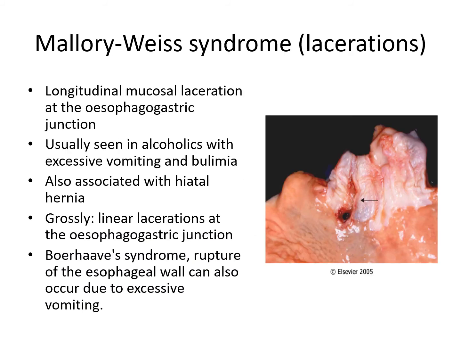Mallory-Weiss syndrome refers to longitudinal mucosal laceration or tear at the esophagogastric junction. This is usually seen in alcoholics with excessive vomiting and bulimia. It is also associated with hiatal hernia. Grossly, you can see a linear laceration at the esophagogastric junction. Another syndrome that is associated with a tear and rupture of the esophageal wall is Boerhaave syndrome. This can also occur due to excessive vomiting.